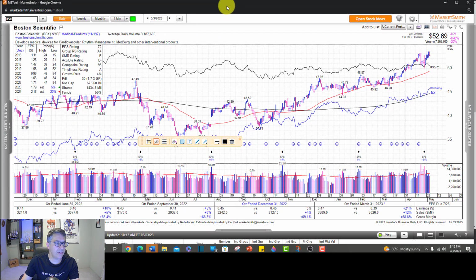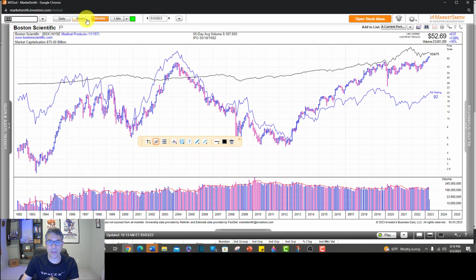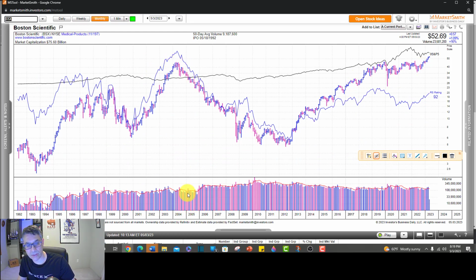And here is MarketSmith. Yeah, okay, I see what you're saying. This huge multi-year cup with handles since 2004. That's great. You know the saying, right? The bigger the base, the farther into space. So these things have potential to really go into space. So I really like that.